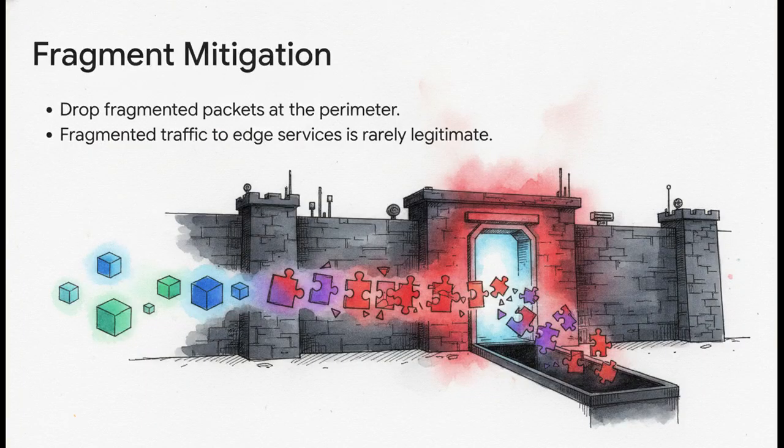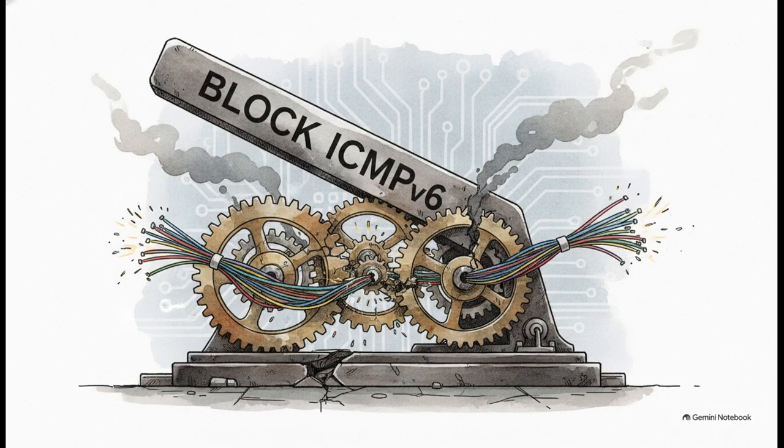Operationally, the most effective mitigation here is straightforward. Just drop fragmented IPv6 packets right at the perimeter edge. In modern networks, fragmented traffic flowing to or from edge services is rarely ever legitimate, and it almost always indicates an evasion attempt. Lastly, let's talk about floods.